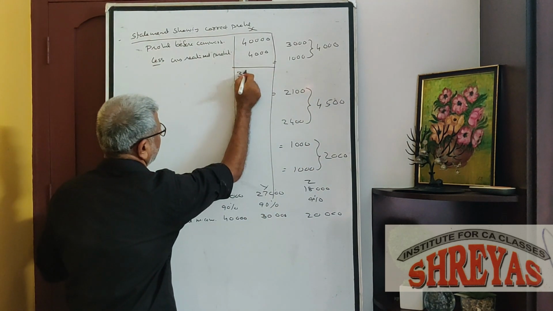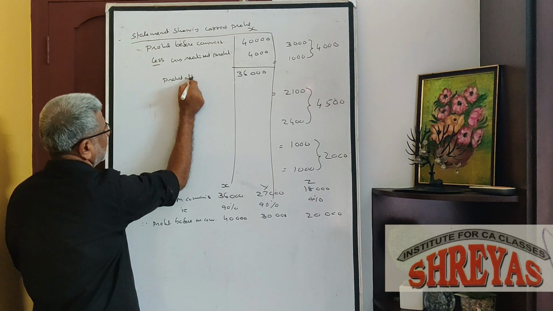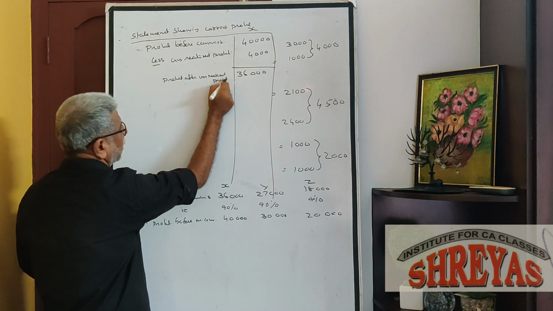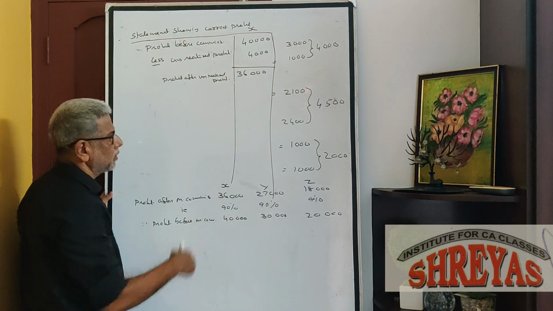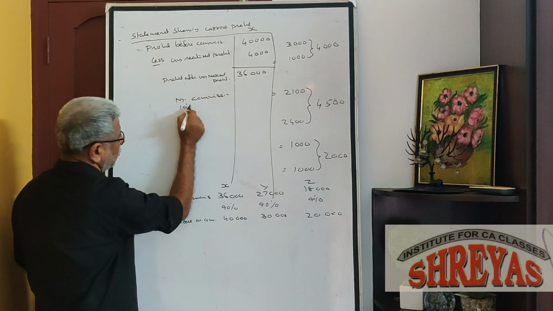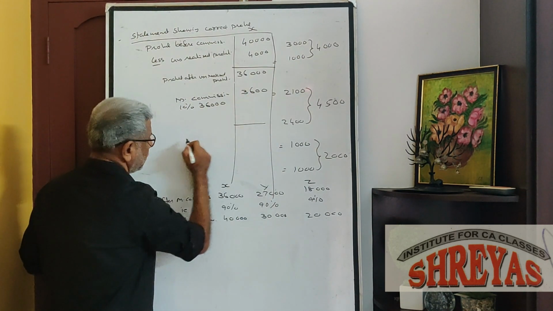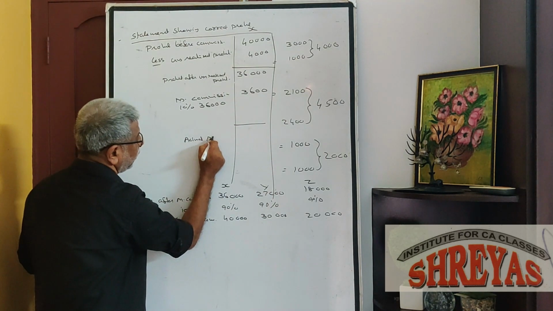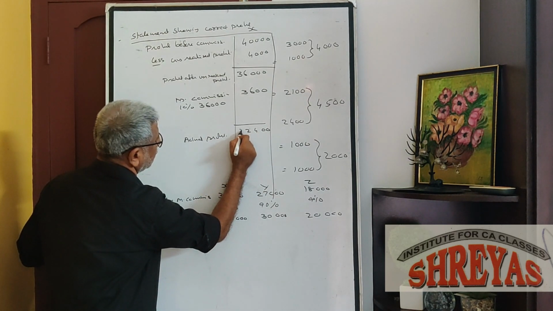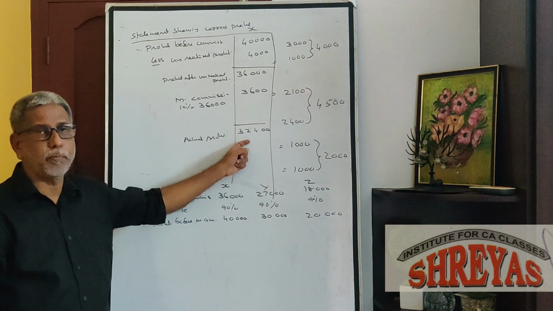So profit after unrealized profit 36,000. നമ്മളോട് പറഞ്ഞിരിക്കുന്നത് ഇതിന്റെ 10% മാനേജറുടെ കമ്മീഷൻ കൊടുക്കണമെന്നാണ്. Therefore, manager's commission is equal to 10% of 36,000. That comes to 3,600. So the actual profit is equal to 36,000 minus 3,600. That comes to 32,400. This is the correct profit, actual profit.